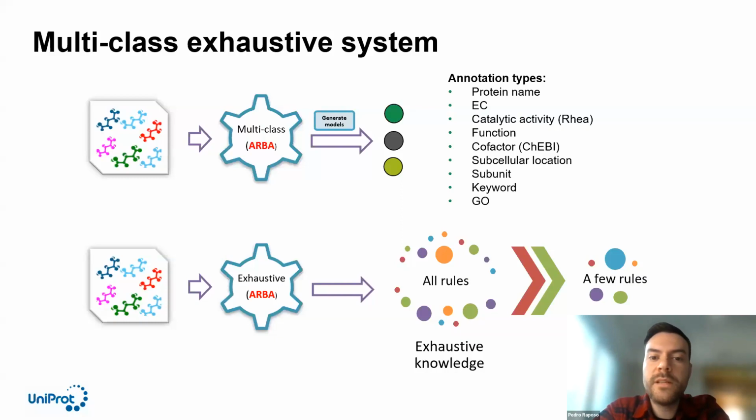So ARBA is a multiple class prediction system, which means it generates a model for all the annotations we have previously mentioned. ARBA collects exhaustive knowledge that is available in all data and selects only the rules that satisfy the statistical confidence criteria. These rules are then subsequently filtered down to sets of representative rules. So this means that we are filtering out rules that predict the same subsets of proteins that other rules already predict, so there's no overlap between them.